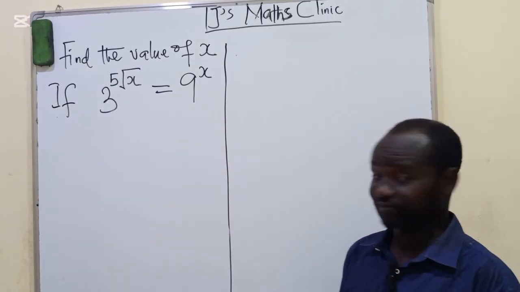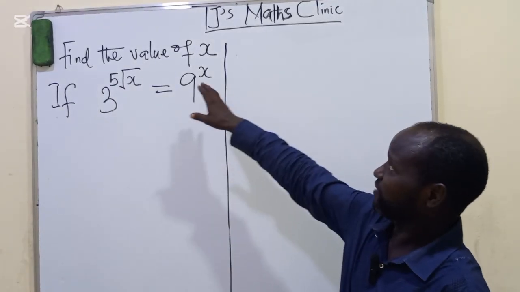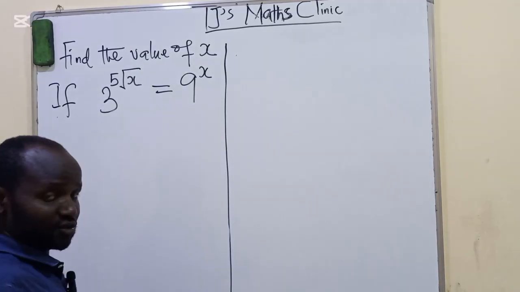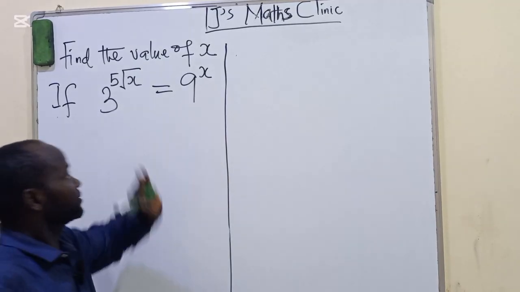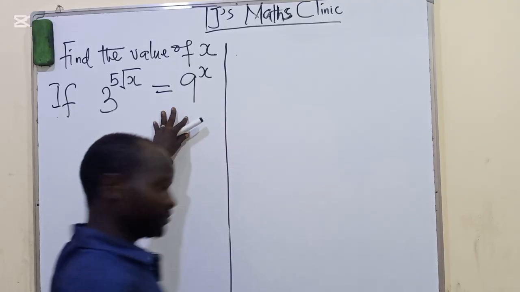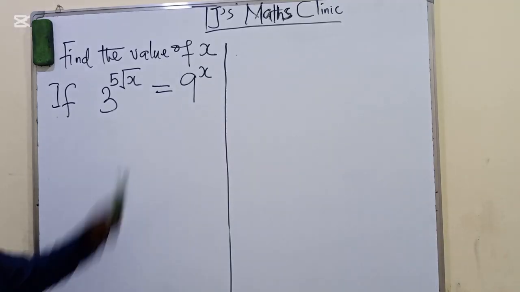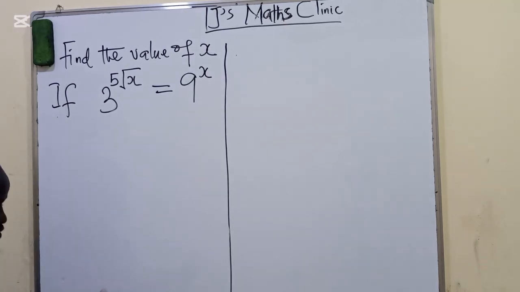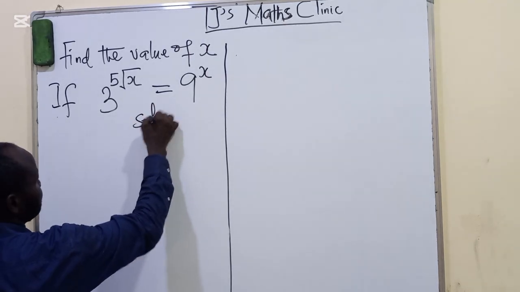Let's consider this question before us. We are asked to find the value of x if 3 power 5 root x equals 9 power x. First thing to do is to identify which topic this question is from. Of course, this is from indices. This is an exponential equation. Let's write down the solution.